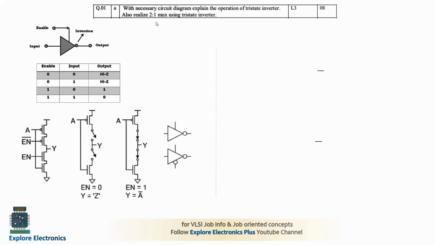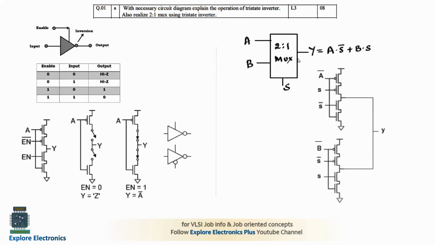Now let us come to the second part of the question, that is we need to realize 2:1 mux using tri-state inverter. The 2:1 mux has a single select line and 2 inputs. We are taking the inputs as A and B and the select line as S. When S is equal to 0, A should be selected as output. When S is equal to 1, B will be our output. That's why Y is equal to A into S bar plus B into S is the expression for this 2:1 mux.